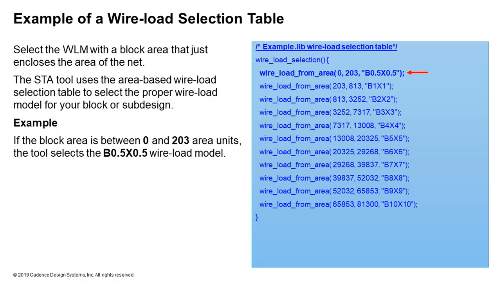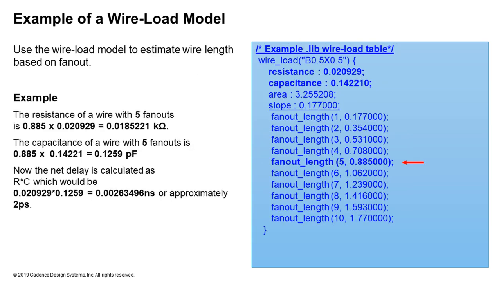So basically this example shows the wire load selection table, and if the block area is between 0 and 203, then basically the tool selects the B.5.5 wire load model. The actual wire load model looks like this, where you have a resistance multiplier and capacitance multipliers, and the RC is now calculated based on the capacitance of the wire times the resistance of the wire.